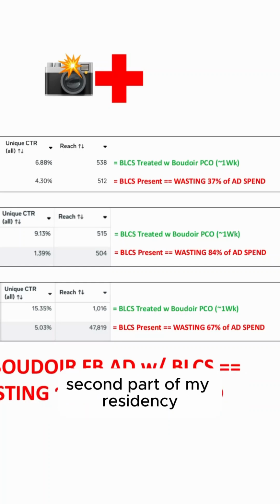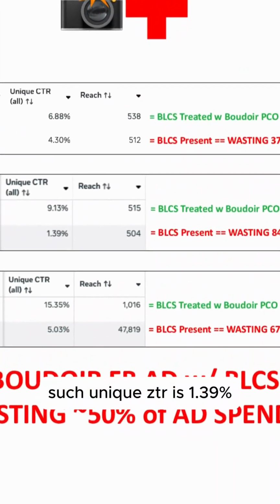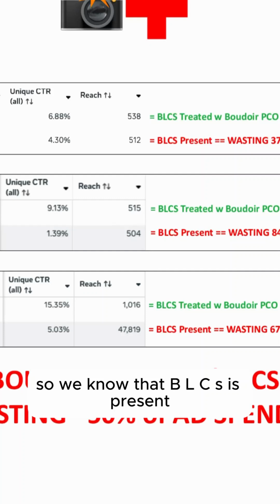In the second part of my residency, I found a second one out there in the marketplace. Its unique CTR is 1.39%. So we know that BLCS is present.